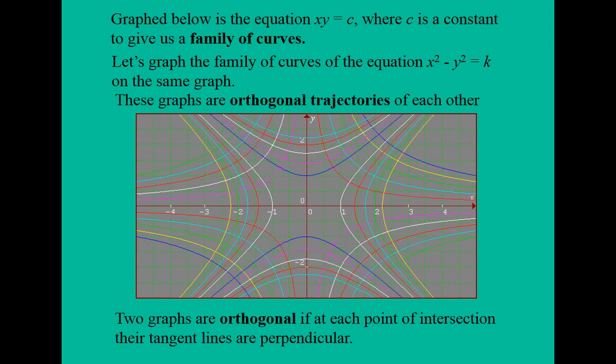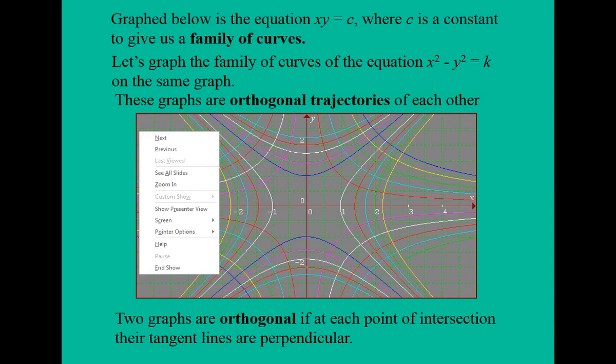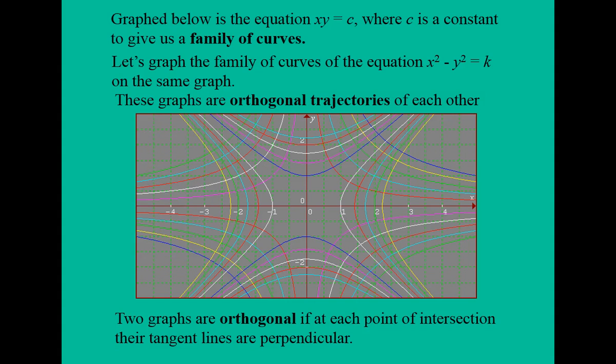So these graphs are called orthogonal trajectories. The reason that they are called orthogonal trajectories is that if we looked at a point of intersection, say this point here, and I drew the tangent line to the red graph, and I drew the tangent line to the white graph, the tangent lines intersect at a 90-degree angle. So if we have two graphs at the point of intersection intersecting with perpendicular lines, which means they intersect at a right angle, they are considered orthogonal trajectories.